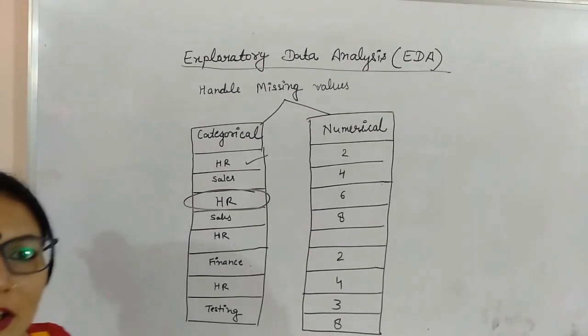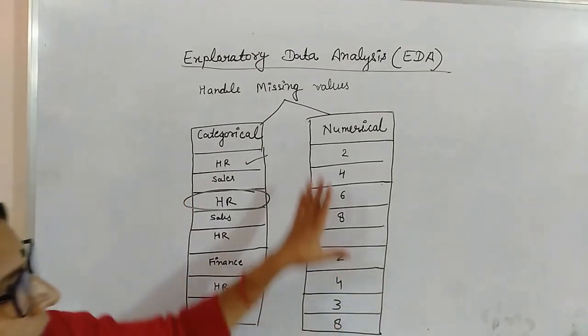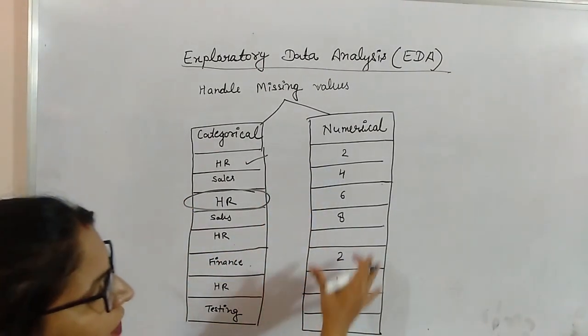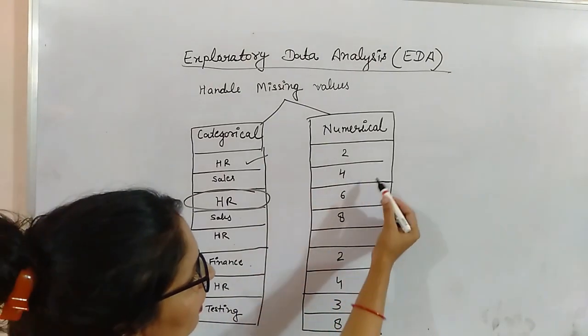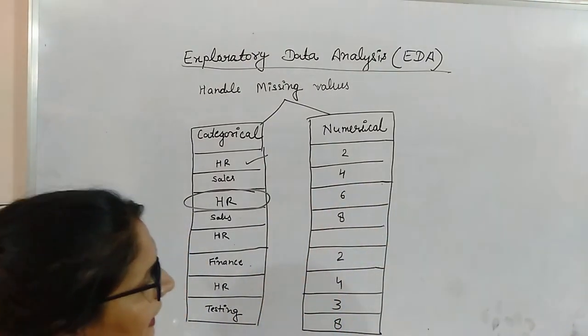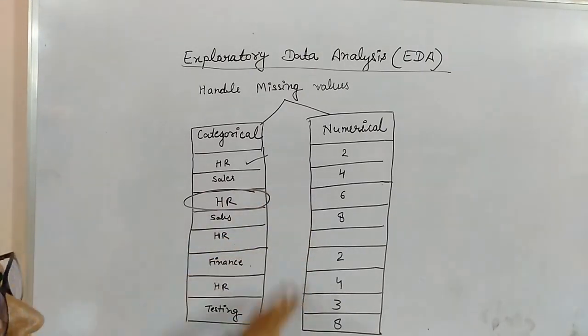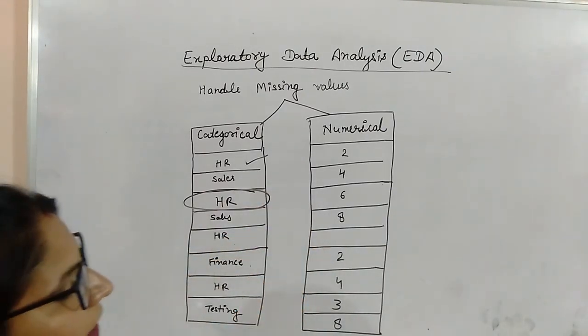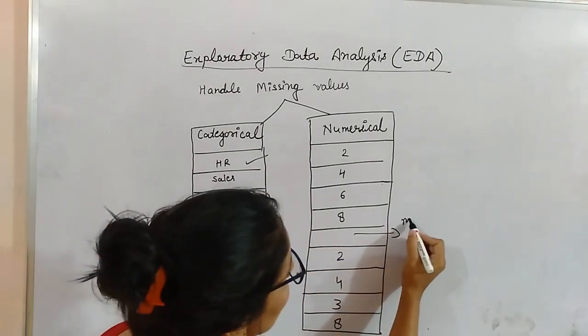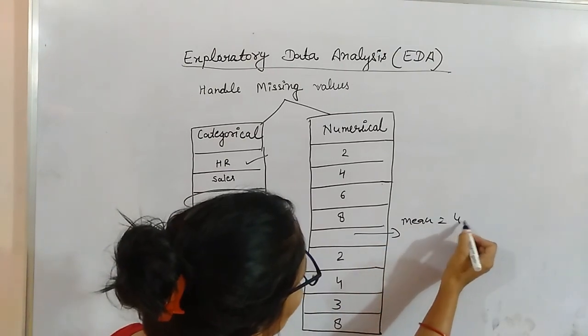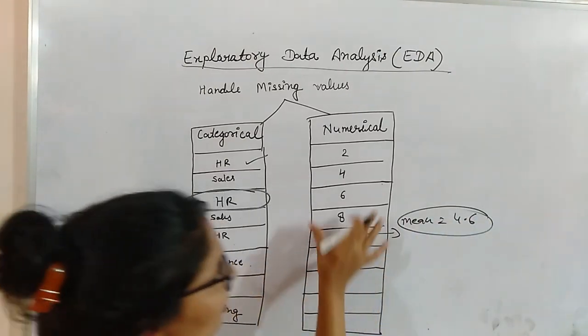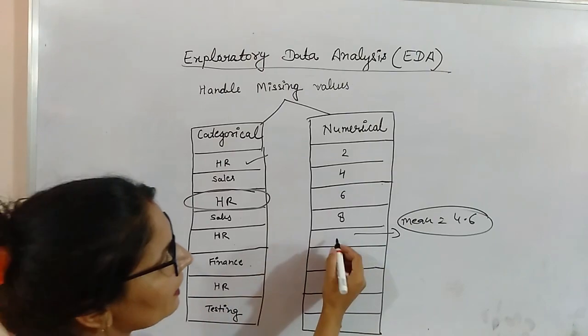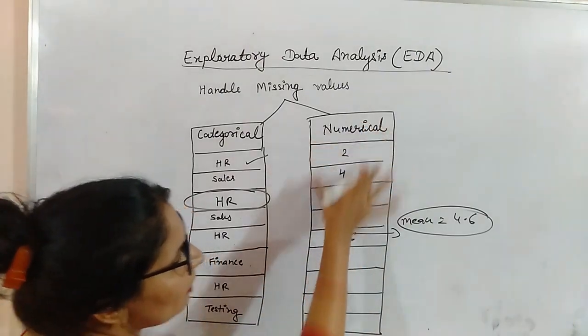I will be explaining with an outlier as well. So we calculate the mean with this. You simply add all the values 2, 4, 6, 8, 2, 4, 3, 8 and then divide by the number of occurrences. Let's say you get a mean of something like 4.6. So you simply fill this missing record using the mean of this column.